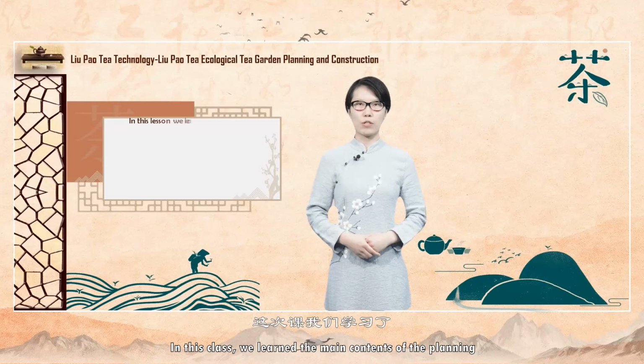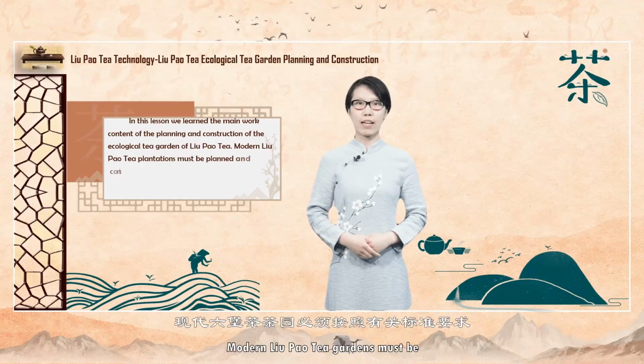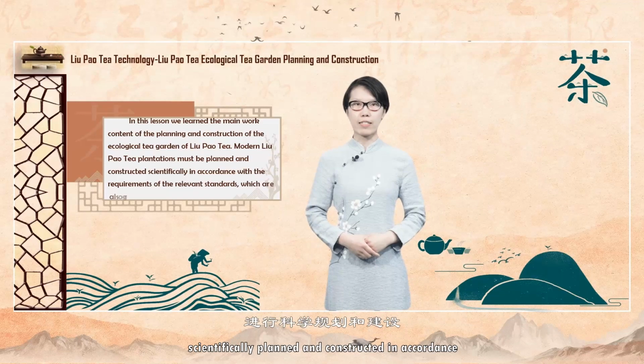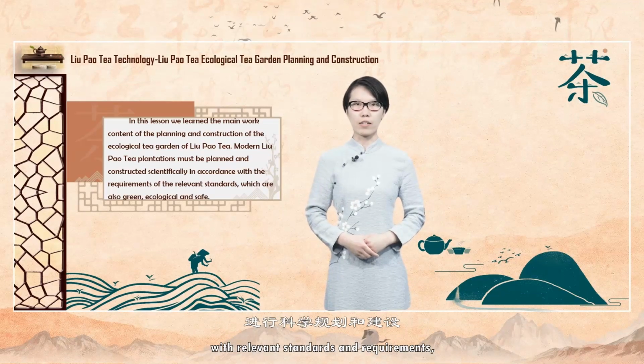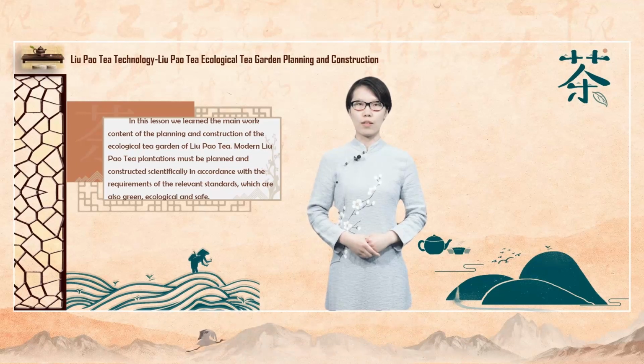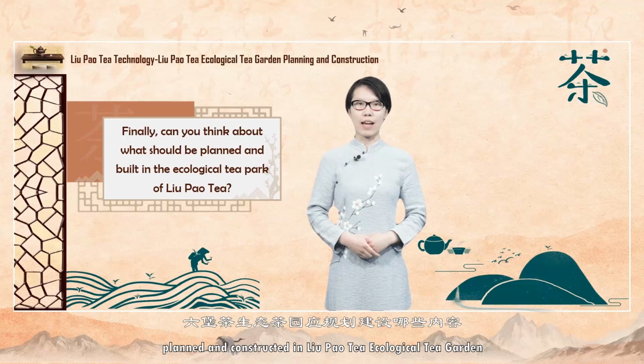In this class, we learned the main contents of the planning and construction of the Liu Pao Tea Ecological Tea Garden. Modern Liu Pao tea gardens must be scientifically planned and constructed in accordance with the relevant standards and requirements, which is also a requirement of green ecological security. Finally, please think about what content should be planned and constructed in the Liu Pao Tea Ecological Tea Garden.